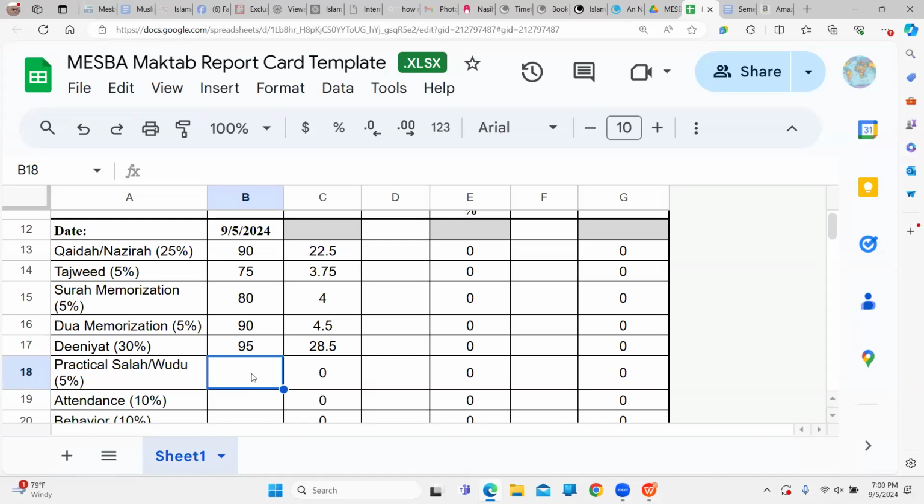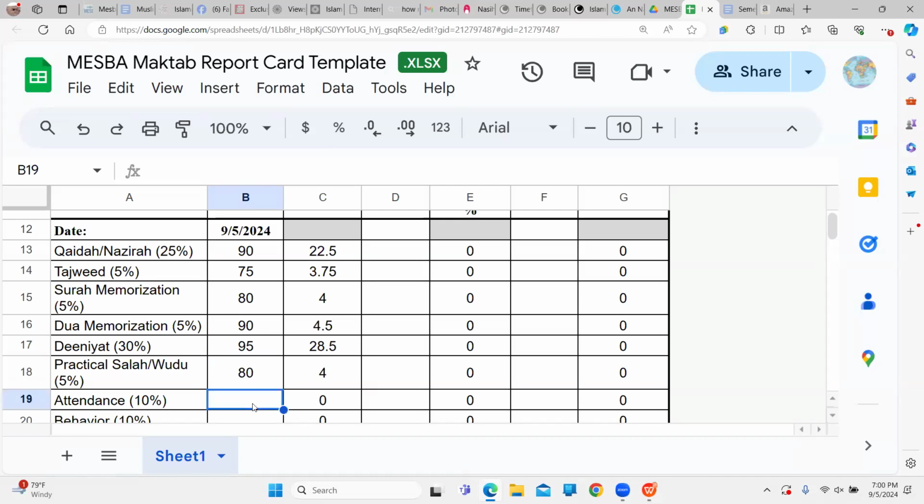Wudu, remember I said every Thursday, 15 minutes for wudu and salah. So we also test them in the imtihan. We say, okay, Muhammad, say takbir tahrima, Allahu Akbar. Recite thana, subhanak Allahumma. Recite ta'awud and tasmiyah, a'udhu billah, bismillah. Recite surah Fatiha. So he's reciting. We test every student on wudu and salah every exam. So in the practical wudu and salah, you gave them 80.